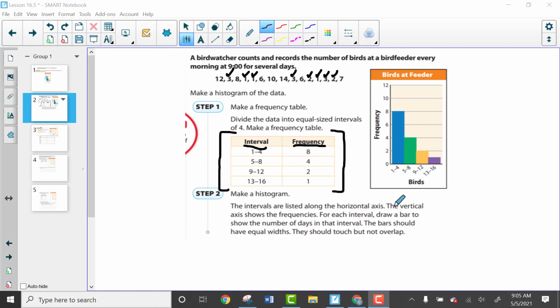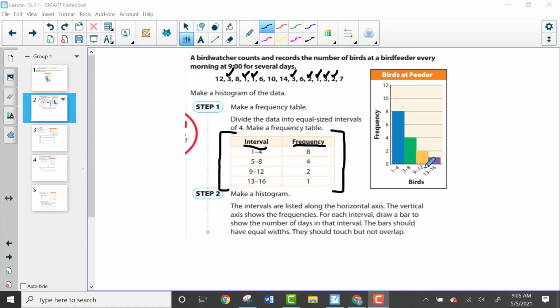Now you want to make your histogram. It's important to understand that the intervals are listed along the horizontal axis. You can see 1 to 4, 5 to 8, 9 to 12, 13 to 16. Those are the intervals. And the vertical axis shows the frequency. Now for each interval, you draw a bar to show the number of days in that interval. So the frequency: 1 to 4, 8 days there, 5 to 8, 4 days, and so on.